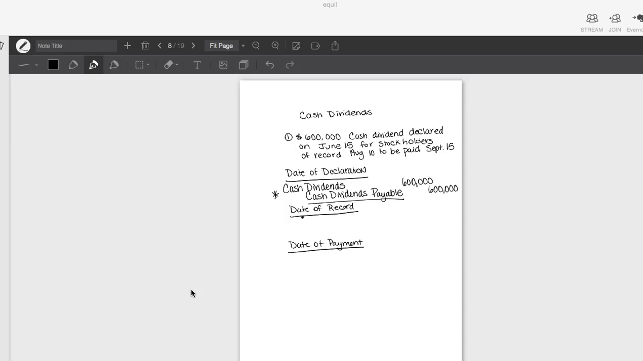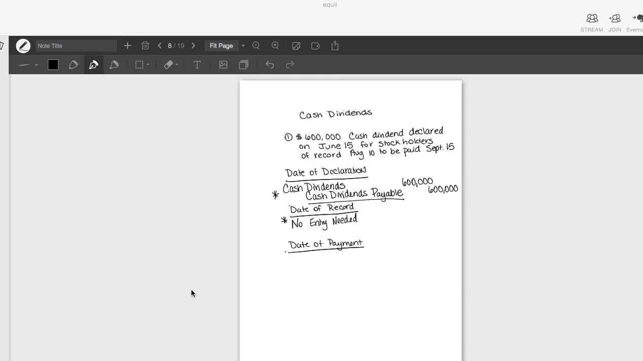The date of record is when you're going to search and see who actually owns the stock. You're going to gather their addresses so you'll know who to send the checks to. So this is always my face-to-face students' favorite journal entry because here the answer is no entry needed.